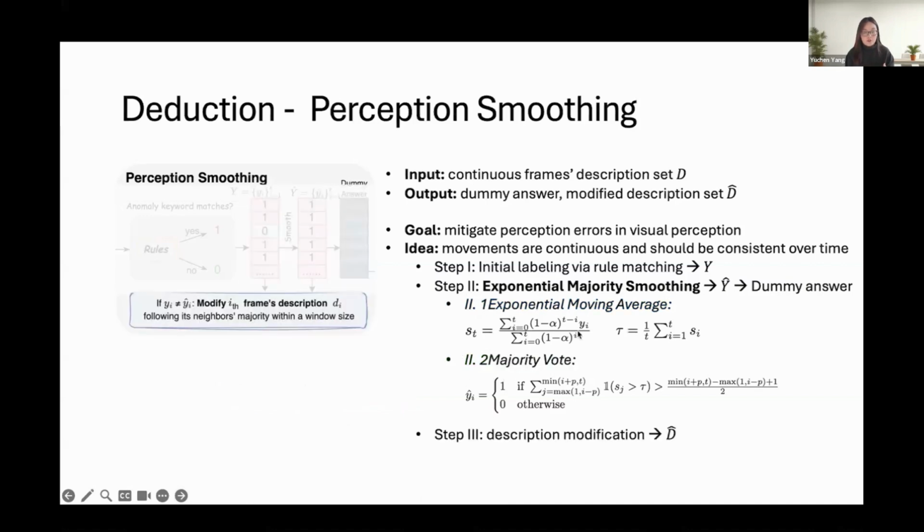After doing the prediction smoothing, we modify the description. The modification is following its neighbors' majority within a window size. For example, if your neighbors all contain running, but you do not, we will correct this to follow the majority of the neighbors.